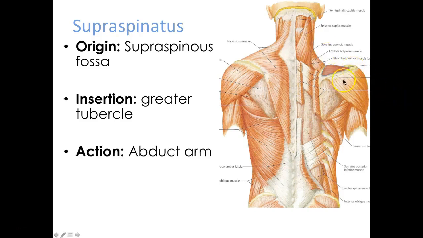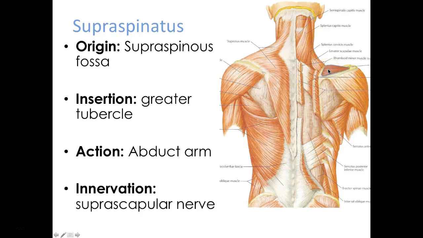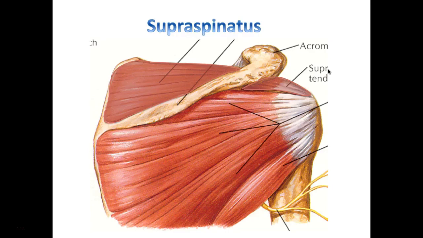That makes sense because it's coming in, here's my origin, and inserting from above. So when this muscle contracts, the insertion always moves toward the origin. So when we pull this insertion toward the origin, it's going to lift our arm up to abduct. And innervation is branch of the brachial plexus. Here's just a closer view of the supraspinatus. And now you could see a little bit better how that insertion into the greater tubercle takes place.